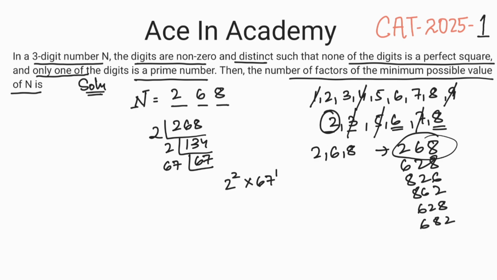Now we know that the number of factors of any number represented in its prime factorized form is nothing but the powers plus 1 multiplied together. So I have (2 plus 1) into (1 plus 1). It is 3 into 2, that is 6. So there are 6 factors for our given number 268. So to solve this question, we wrote down all the possibilities and then we got that the number of factors of our given number is 6.